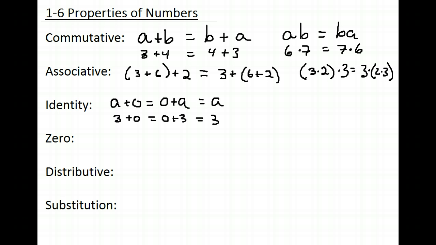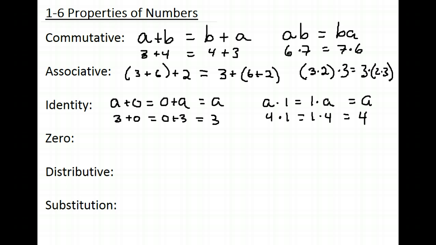And in multiplication, the identity is 1. So in symbols, we have A times 1 is equal to 1 times A, which is equal to A. Let's throw some numbers in there. We have 4 times 1, that's equal to 1 times 4, which is equal to 4. Because 1 times 4 is 4, and 4 times 1 is 4. So that's the identity property.